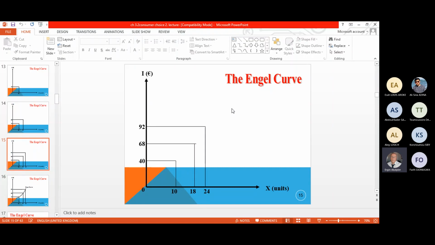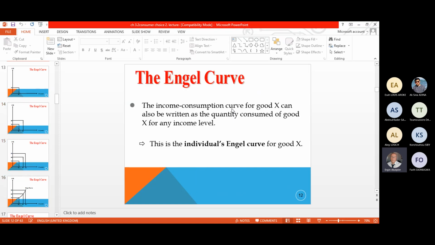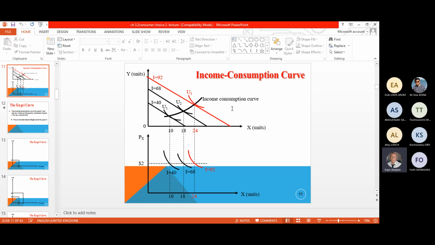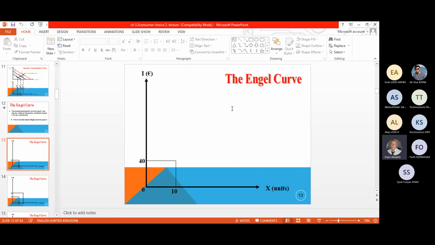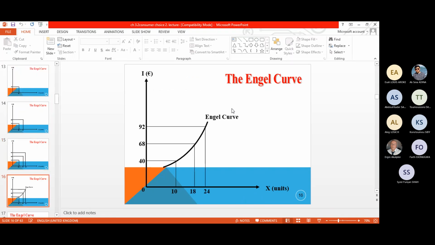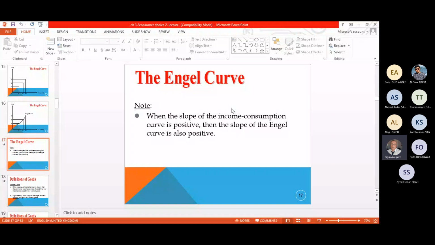And as you are observing the 48, 68, and 92 income where it is shifted and the units of products are enlarged, will then give us the Engel curve. When you are going to combine these two intersections and realize this, this will then give you the Engel curve. What is the difference between these two? It is almost the same, but this is a little bit different because it is showing the combination of the income and the units. The Engel curve, when the slope of the income consumption curve is positive, the slope of the Engel curve is also positive because it is expected so.